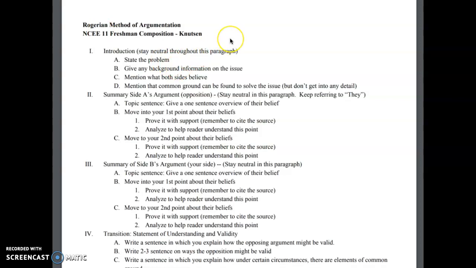Those of you who have not turned in your thesis statement stuff yet, please get to that so I can give you some feedback on that. And then you can get moving on your outlining.